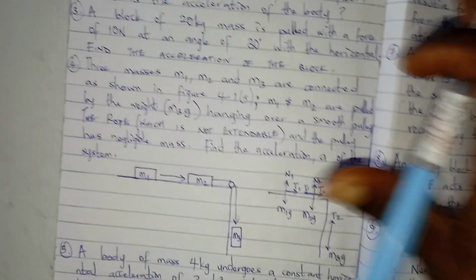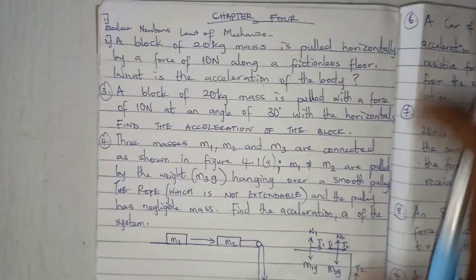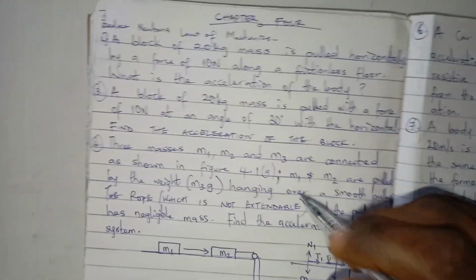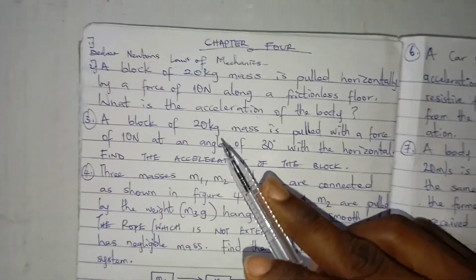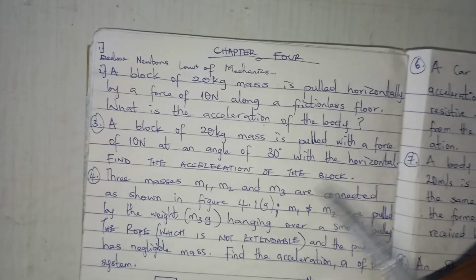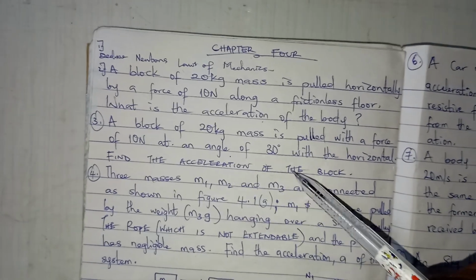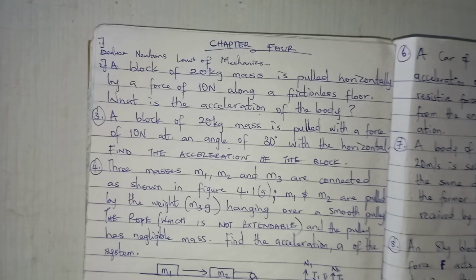All right, let's look at this, the third question. The third question says a block of 20 kg mass is pulled with a force of 10 Newton at an angle of 30 degrees with the horizontal. Find the acceleration.